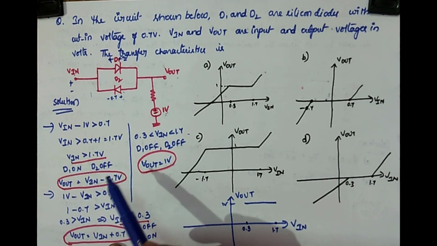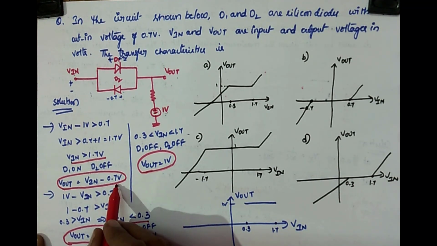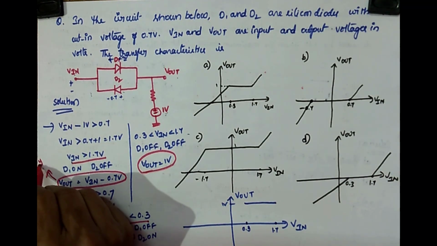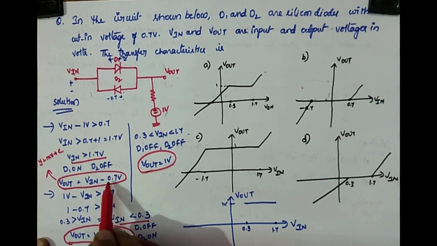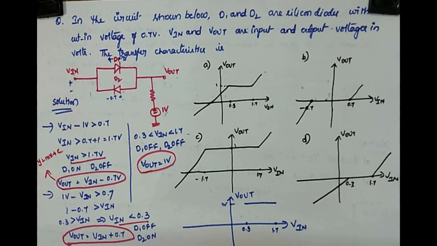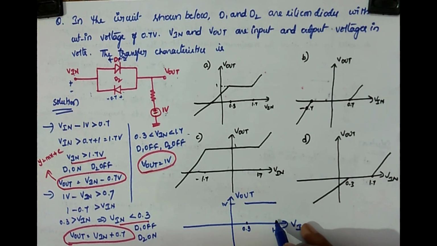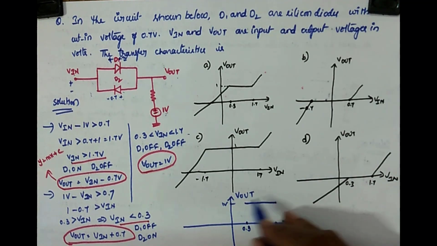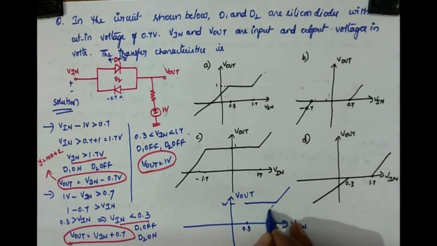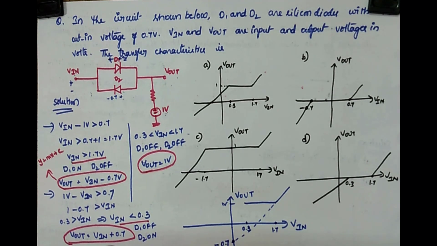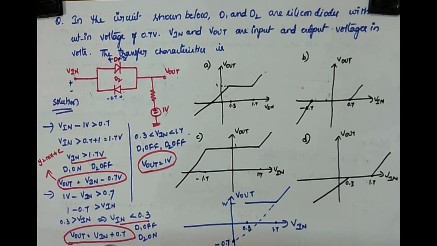This equation is in the y equal to mx plus c form. The minus 0.7 gives the intercept and Vout equal to Vn gives the linear variation. So from 1.7 onwards, your Vout follows Vn. You can draw it like this. But if you extend it back, it cuts the Vout axis at minus 0.7. That is the meaning of Vn minus 0.7.